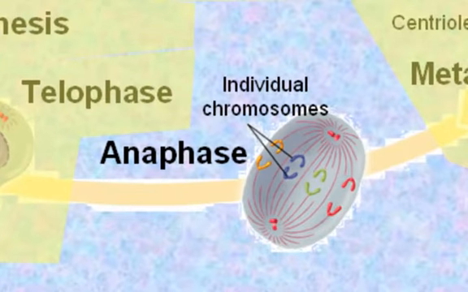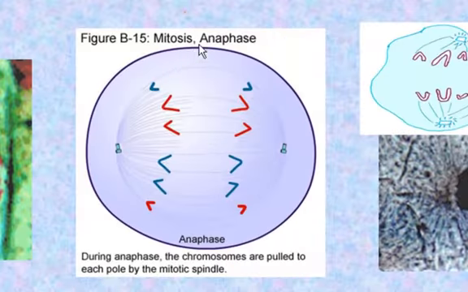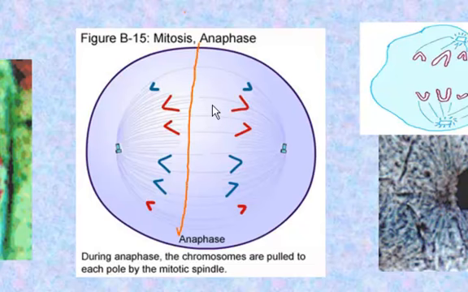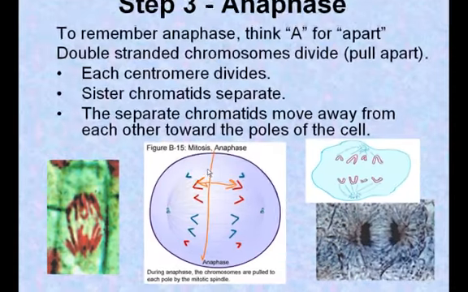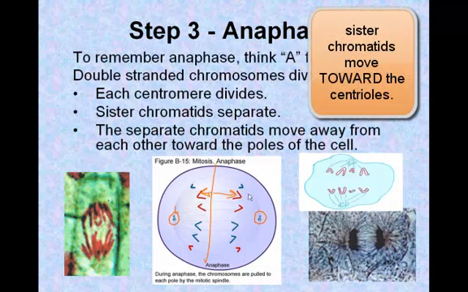Anaphase is the next one, PMAT. We did P, we did M, now we're doing A. When you think anaphase, think A for apart, because the chromosomes are going to pull apart from each other. So here's where they were for metaphase, and now they're pulling away. The sister chromatids separate from each other so that one goes this way and one goes that way. And they move away from each other towards the poles of the cell. Think like the North Pole and the South Pole. This is one pole. This is another pole. So they're going to move towards the centrioles to opposite ends of the cell.